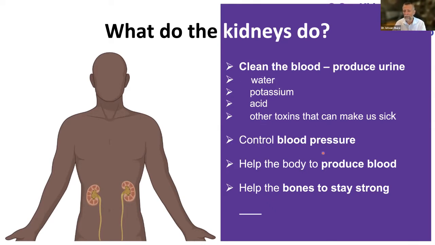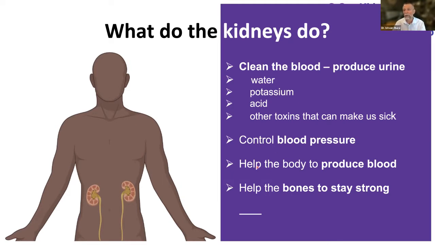In addition to this function, the kidneys control the blood pressure. It's actually one of the central control units that controls what our blood pressure is. And when the kidneys are diseased, blood pressure control will sometimes be out of range.